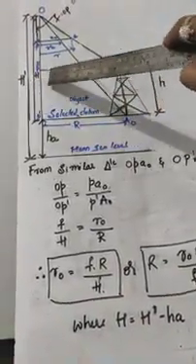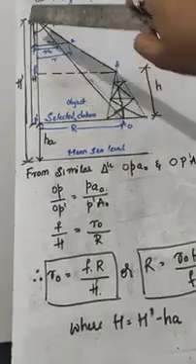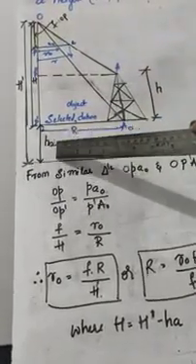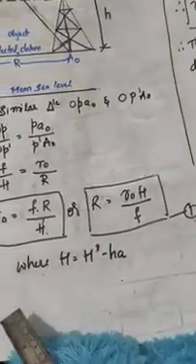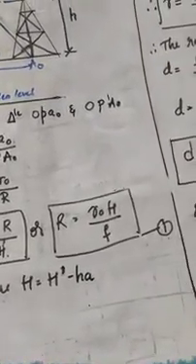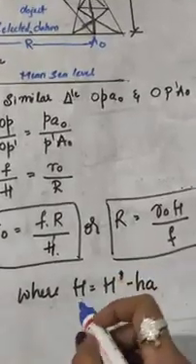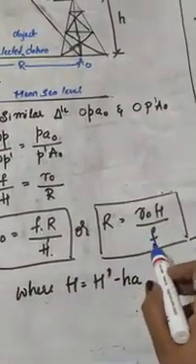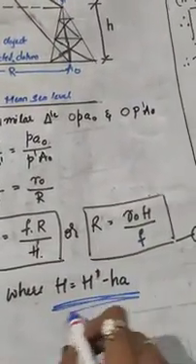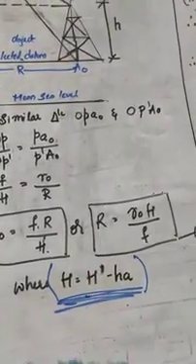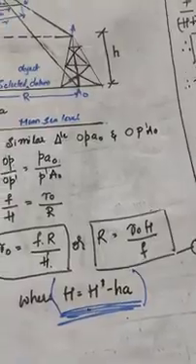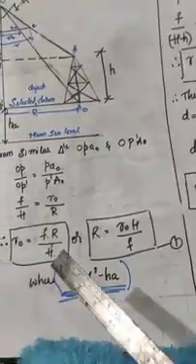Capital H, that is this small h, is equal to capital H dash minus small ha. Okay, this is very important, because here we are not substituting in the formula, but at last we are writing this. So writing this term, where H is equal to H dash minus small ha, is very important in this derivation. Do not miss this part.